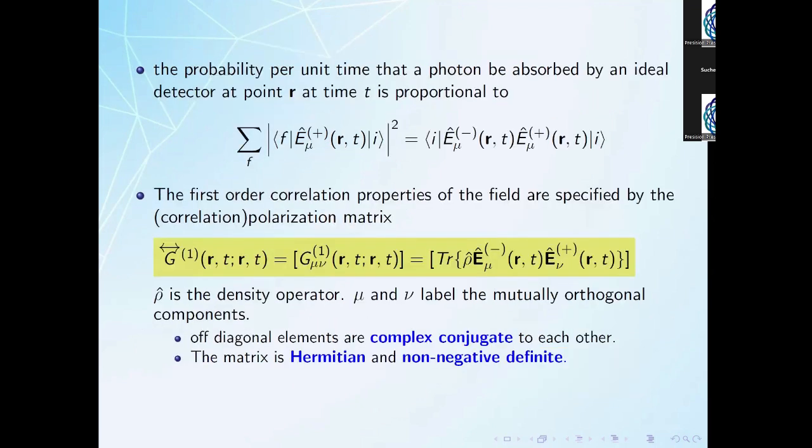So, the probability per unit time that a photon is absorbed by an ideal detector at point R at time t is proportional to the summation over all final states, which has this form. So the first order correlation properties of the fields are specified by the correlation matrix, which is defined as G1(R,t), the trace of the density operator times E minus and E plus. Mu and nu label the mutually orthogonal components. Here these are X and Y.